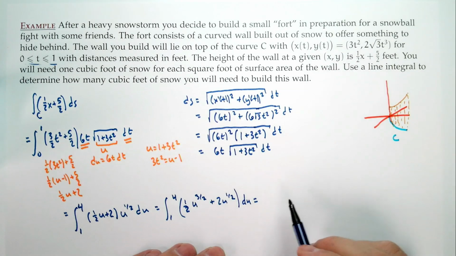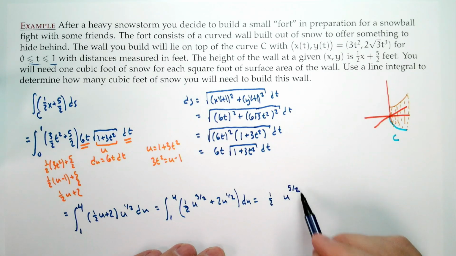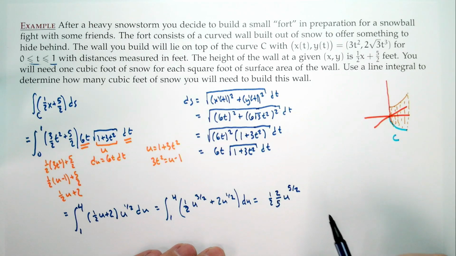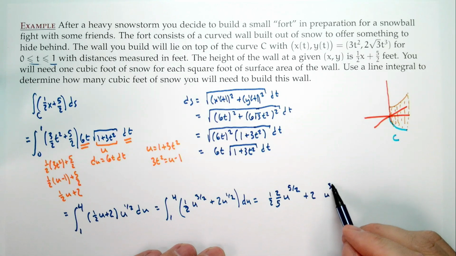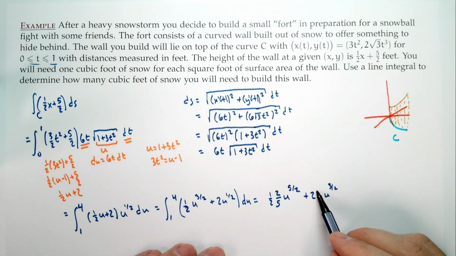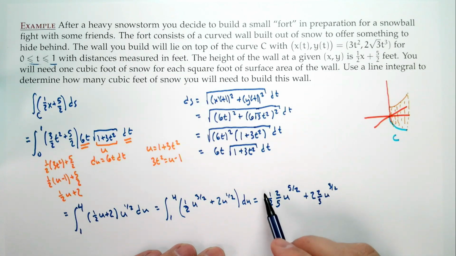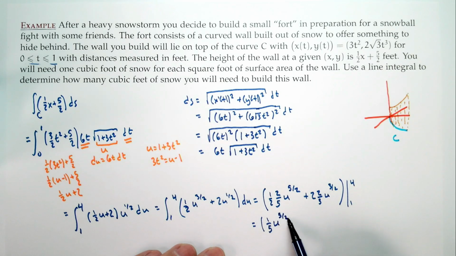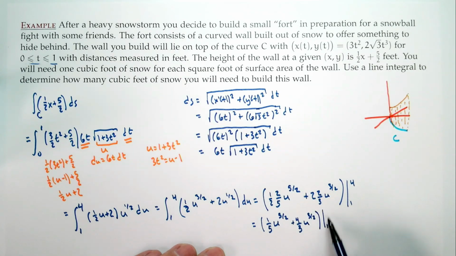So what do we get? The first term will have 1/2. We're going to have u to the 5/2, 3/2 plus 1, multiplied by the reciprocal, 2/5. Then the second term will have u to the 3/2. You add 1 to the exponent, multiplied by the reciprocal, 2/3. And now we're going to evaluate from 1 to 4. Well, of course, before we evaluate, we should simplify: 1/5 u to the 5/2 plus 4/3 u to the 3/2 from 1 to 4.